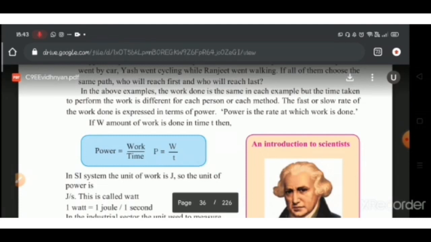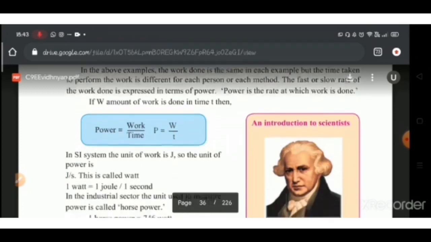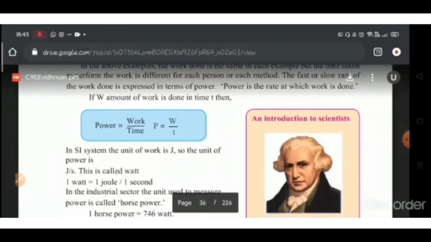So the power is equal to work upon time. In SI system, the unit of work is J, so the unit of power is joule per second. As you know, the unit of time is seconds in SI system. This is called watt. 1 watt is equal to 1 joule per 1 second. Work upon time, 1 joule per 1 second is equal to 1 watt.